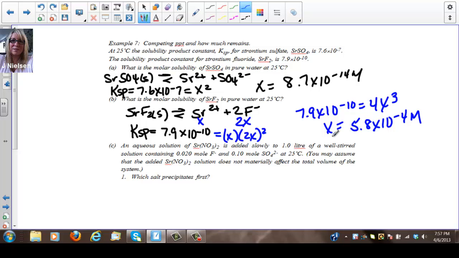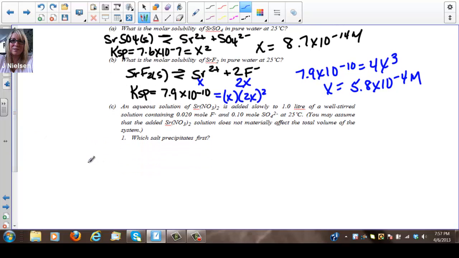And that's done. An aqueous solution of SrNO3 is added slowly to 1 liter of well-stirred solution containing 0.02 moles of F- and 0.1 moles of SO4 2-. At 25 degrees, you may assume that the added SrNO3 solution does not materially affect the total volume of the system. Which salt precipitates first?